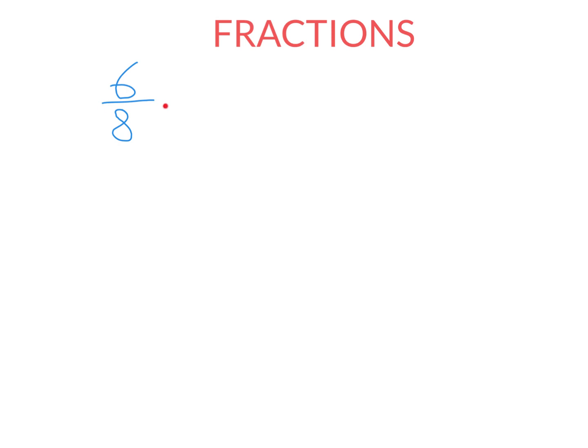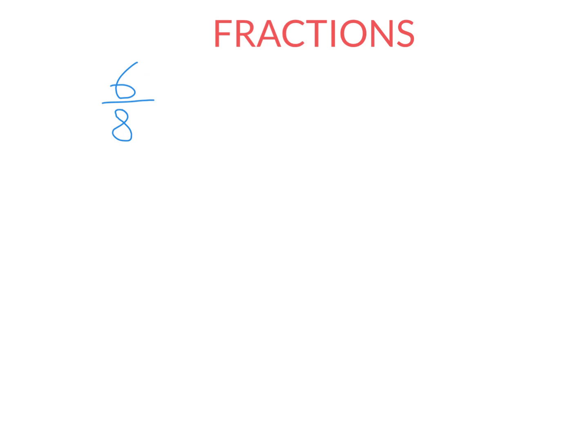So this line here, called the vinculum, we read it as "over". It really means divide. We say this is 6 over 8. It means 6 divided by 8. So for example, you might have a class of students and this might represent the fraction of students with blue eyes. That means the class would be divided into 8 equal groups and 6 of them have blue eyes.